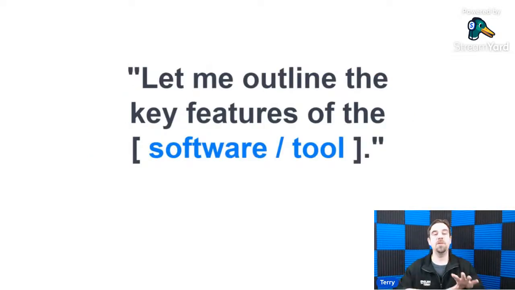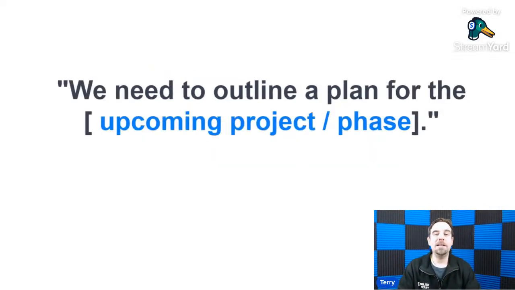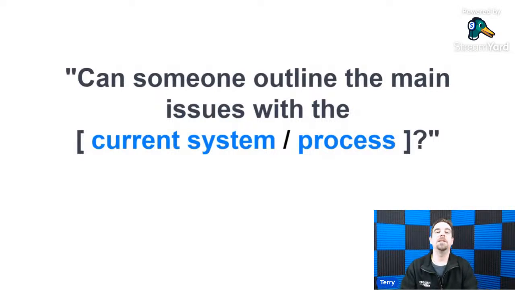Now, 2 or 3 basic phrases that you can start to use in your next Scrum meeting or in your next daily stand-up are: let me outline the key features of the software or the tool. Let me outline the key features of the upcoming release, the upcoming update. We need to outline a plan for the upcoming project or the upcoming phase, okay? And then one final example is, can someone outline the main issues with the current system or process, okay? So that's the first verb, which is outline and outlined.